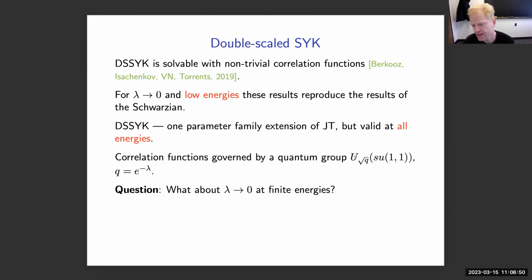But otherwise, this is like a one-parameter deformation. We see that lambda going to 0 at low energies is the Schwarzian, but one question is whether, when we take lambda to 0 but still keep finite energies, it is indeed related to this large P limit. Okay.